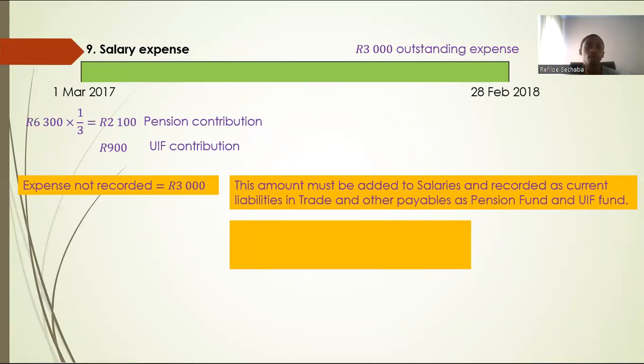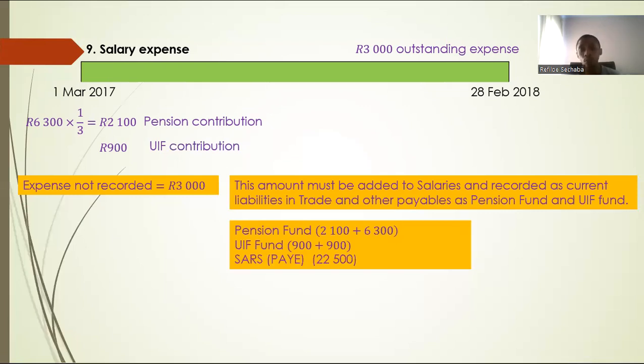So this is how we're going to split it. Remember, part was contributed by the business and the other was deducted from the employee's salary. The deduction from the employee's salary is deducted from the gross salary. It's not an addition to your pension fund as well as your UIF. So it's what the employer contributed plus the deduction, for both pension and UIF, to give us what we owe.